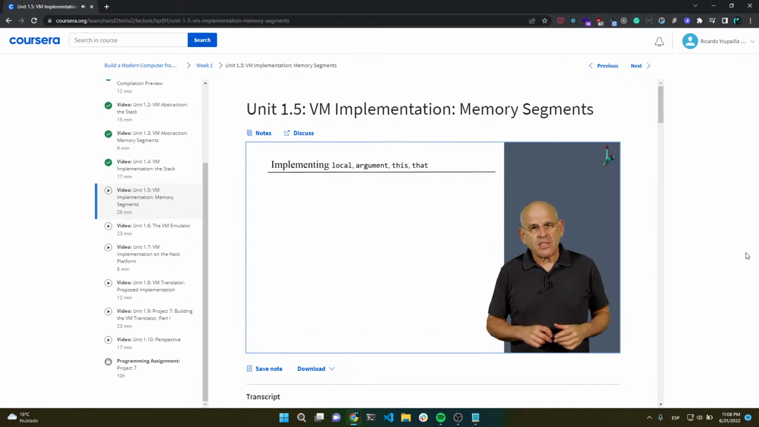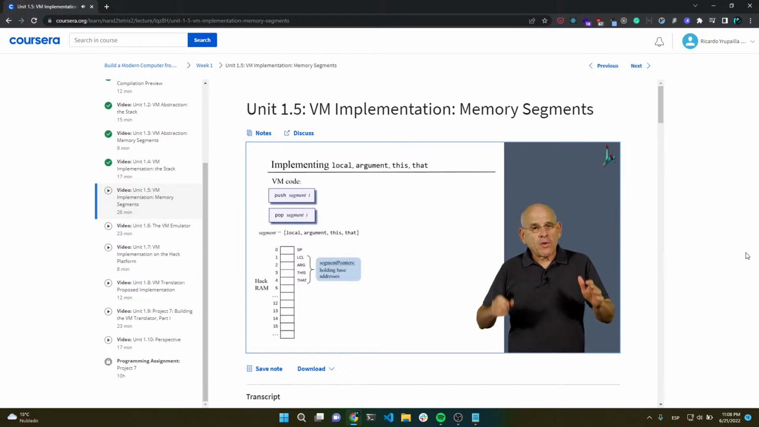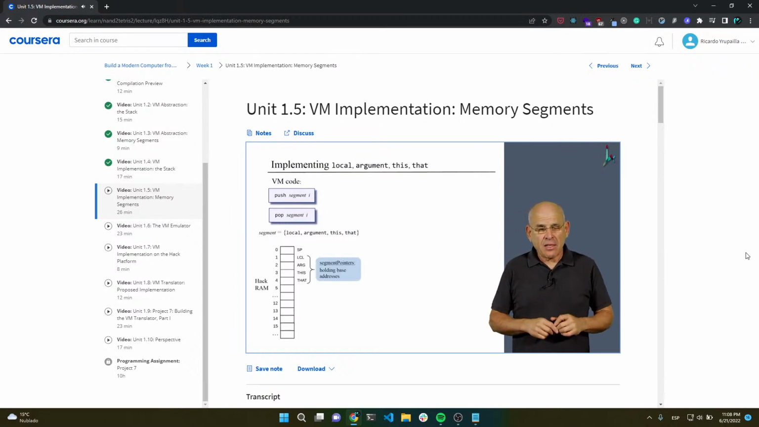So how do we implement these four memory segments? Well, first of all, let us remember that abstractly, we use them exactly the same way, right? We do push and pop, segment name, index, and that's it. We don't need anything beyond that. So they are accessed in a uniform fashion. Well, I'm very glad to report that we also implement them in precisely the same way.